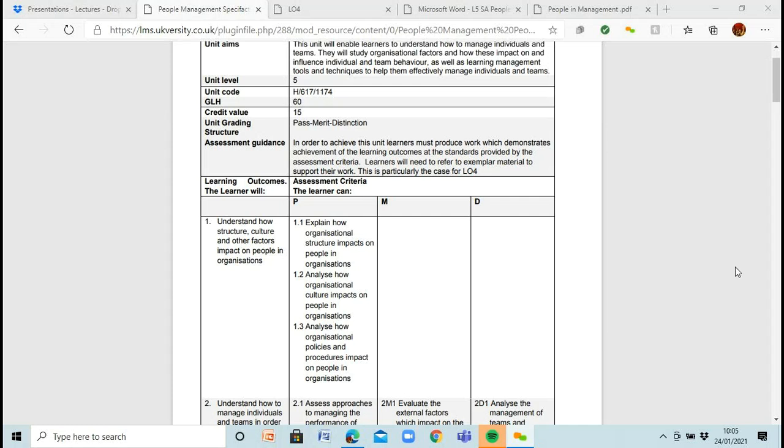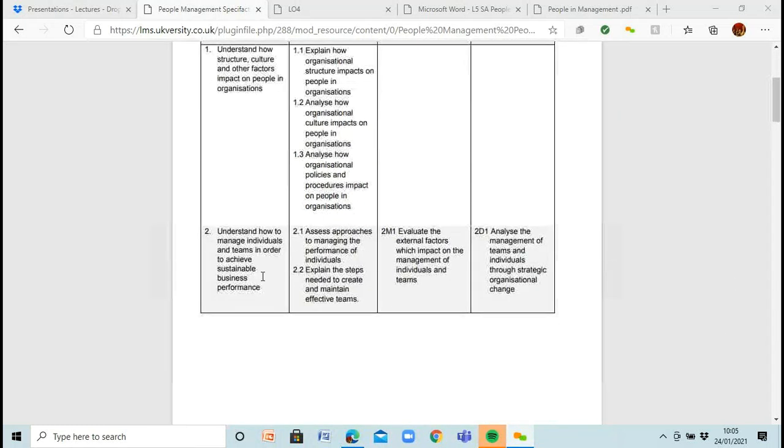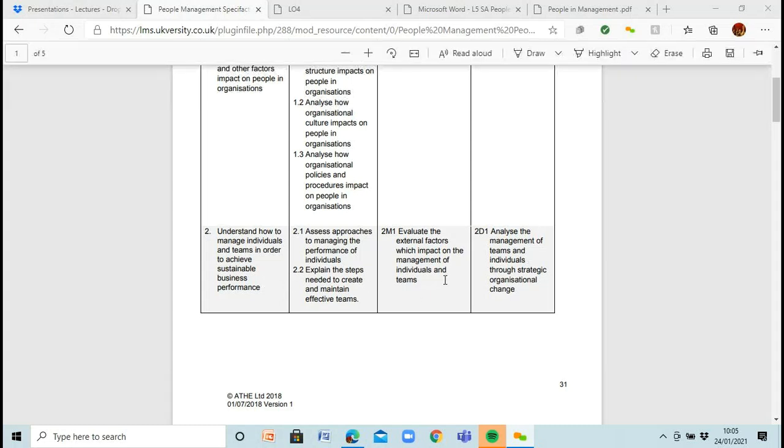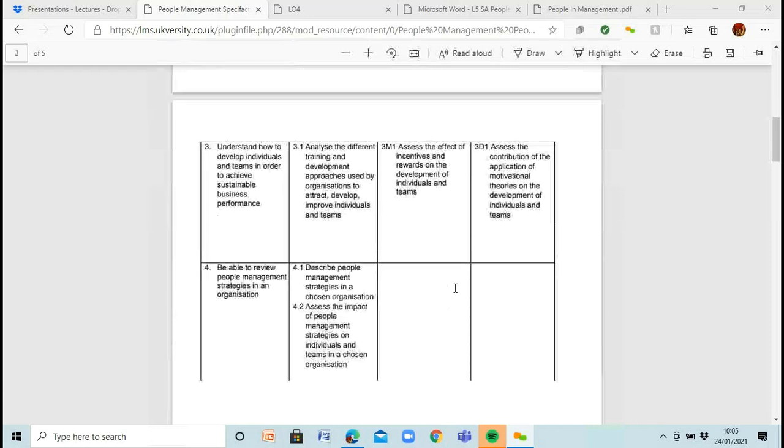was understand how structure, culture and other factors impact on people in organizations. Learning outcome 2 was understand how to manage individuals and teams in order to achieve sustainable business performance. And we looked at each of the assessment criteria within all of these.